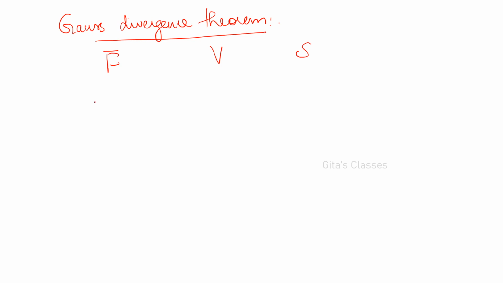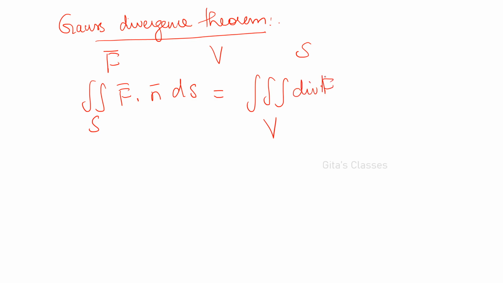Then the double integral over the surface S of F dot n dS is equal to the triple integral over V of divergence of F dV, where n is the external unit normal vector. Okay. Next is Stokes theorem.